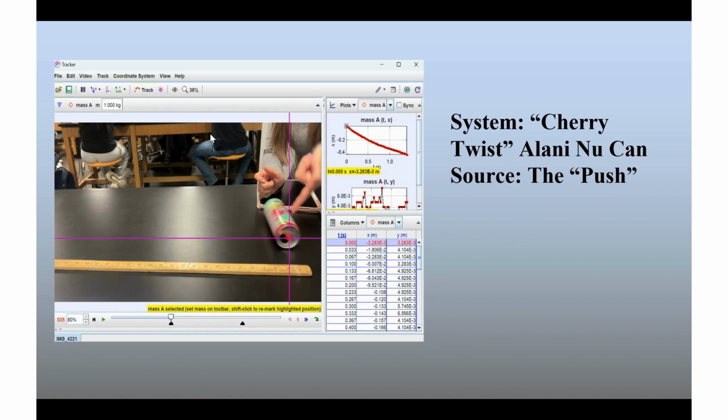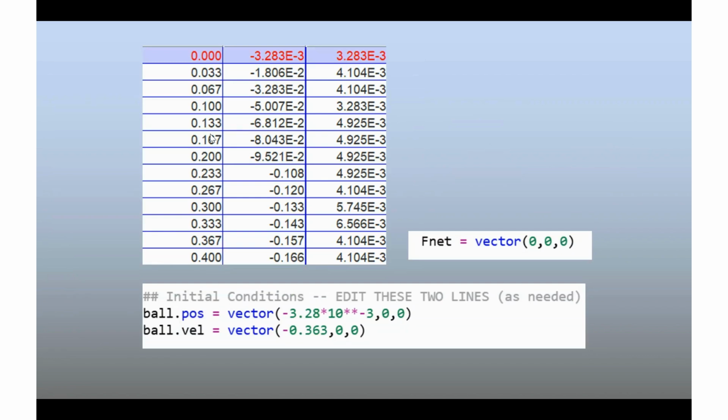I then used Tracker to extract position and time data. To calibrate Tracker, I included a ruler with a known length in the video, which allowed me to set the scale for the scene. The system is the can, while the surroundings include the push that I gave to the can. In this experiment, we assume that once in motion, the object continues with a constant velocity under the assumption of zero net force, which we will discuss further in a moment. Forces like friction, which could oppose the motion, are either negligible or balanced by an equal and opposite force.